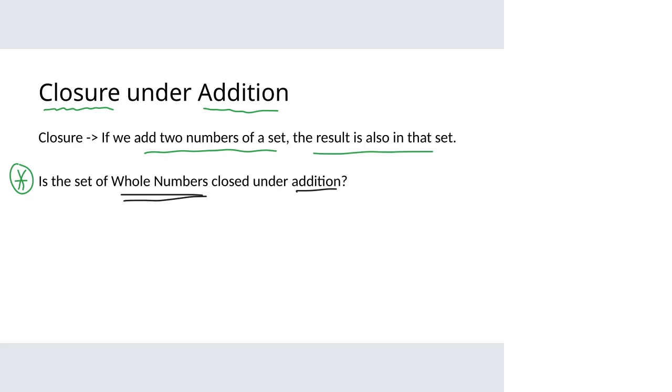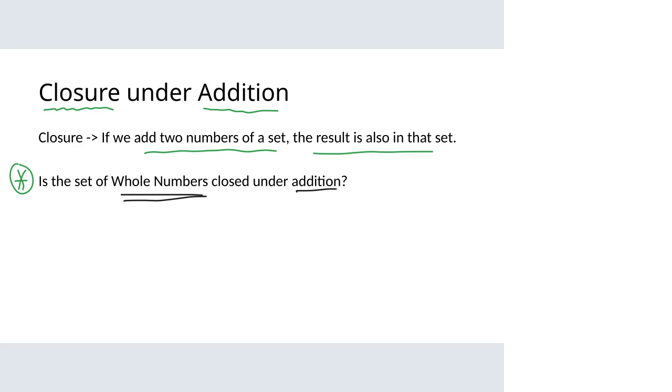So is the set of whole numbers closed under addition? If you think you have an idea, it's just a yes or no question. There's no stakes here. What do you think? If I add two whole numbers, do I get a whole number as my answer? And remember, this is one of those things where if we can find a counterexample, we can say it's false. Leslie says yes, Xochitl says yes, Michaela says yes. All right, a whole bunch of yeses.